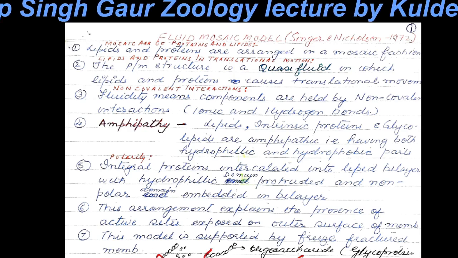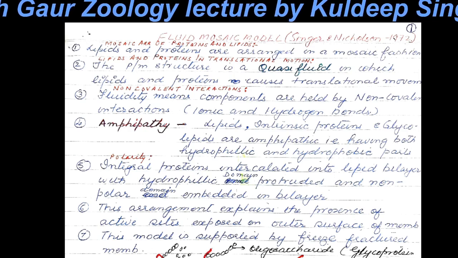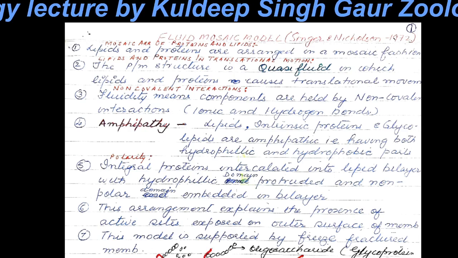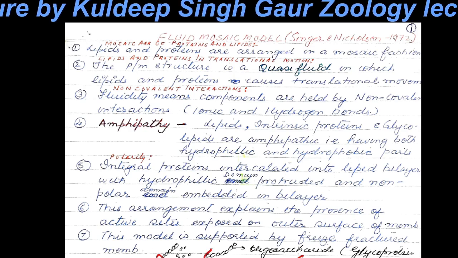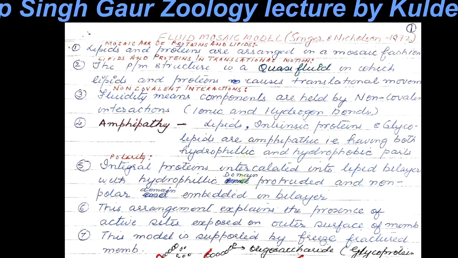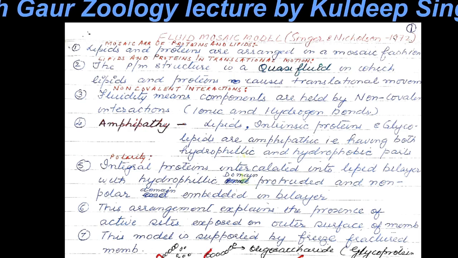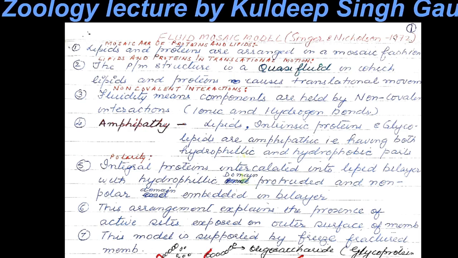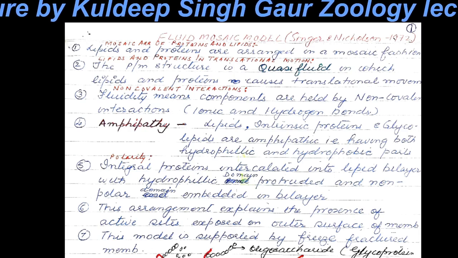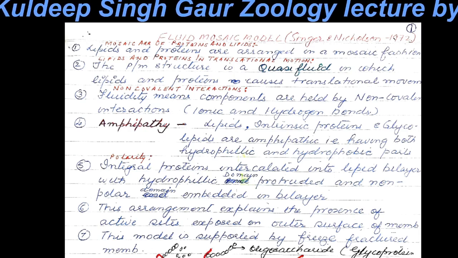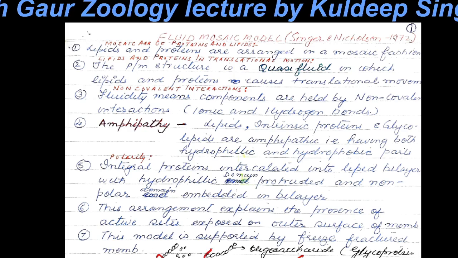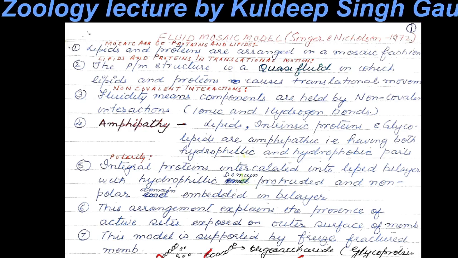It is largely constituted by lipids and proteins, which are arranged in a mosaic fashion. They are not arranged in a particular kind of fashion, but they are arranged haphazardly. And since they have non-covalent interactions between them, the lipids and proteins are able to move inside the plasma membrane, and this is called translational movement of lipids and proteins. It is because of these non-covalent interactions between proteins and lipids that the plasma membrane is a quasi-fluid kind of structure.